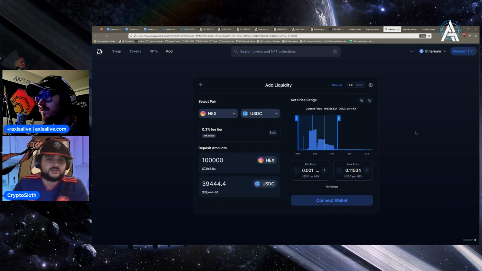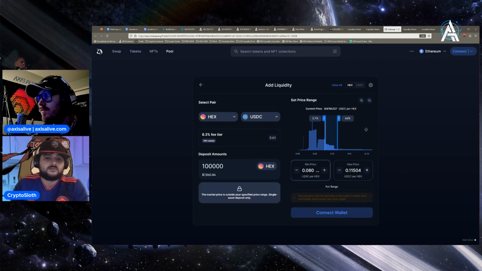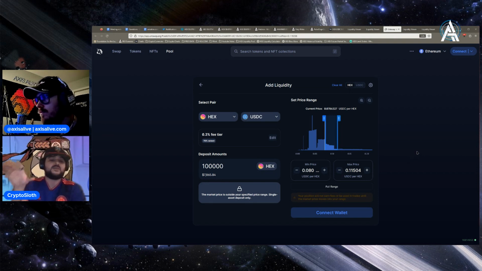Now, here's something interesting. Take the one on the left and move it to the right of where price currently is. Keep going. Yep. Now, if you notice, it changed. Before you could provide USDC liquidity, but now it says the market price is outside your specific price range, single side asset deposit only. So you're depositing HEX coins into the V3 liquidity pool. Specifically, I believe this is the 0.3% fee tier pool. And you're not earning fees at this time because the price is not within the range that you set.